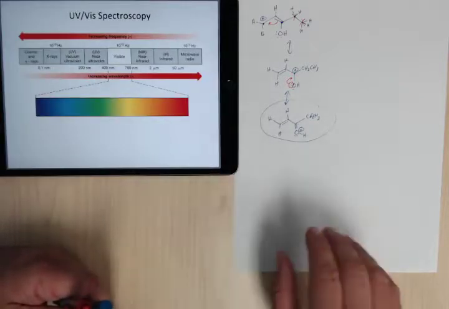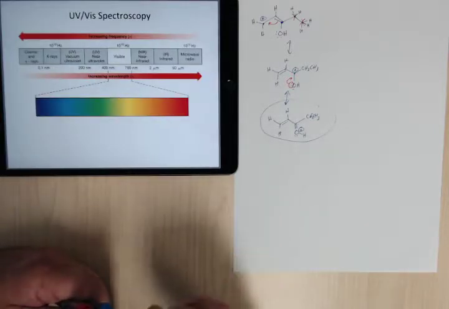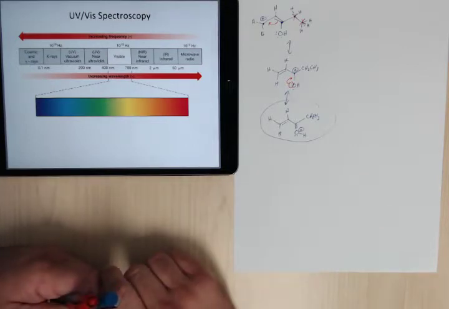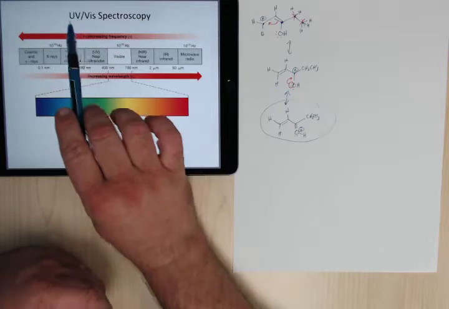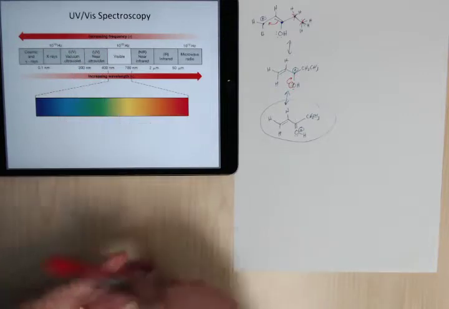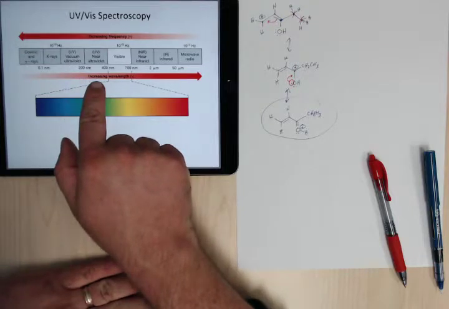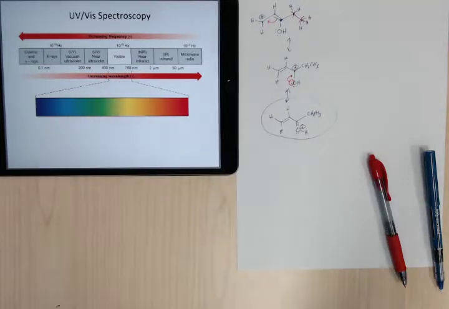Okay? Now, we can use these conjugated systems, and we can actually detect them in UV spectroscopy. So visible light, so ultraviolet-visible, using those lights. So you're talking about anywhere between roughly 200 to 700.